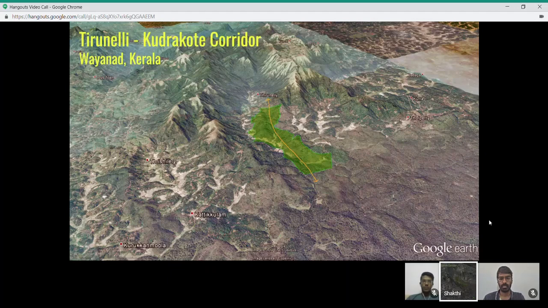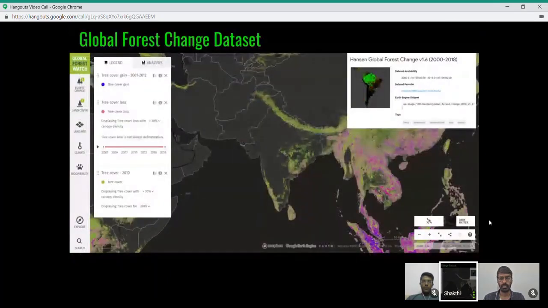So for this study, since forest loss is one of the major threats to these corridors, I wanted to quantify forest loss in these habitats. For this study, I've used Hansen's Global Forest Change data set. It provides a base forest layer for the year 2000 and forest loss from 2001 till 2018. This is available on Google Earth Engine and it gets updated every year.